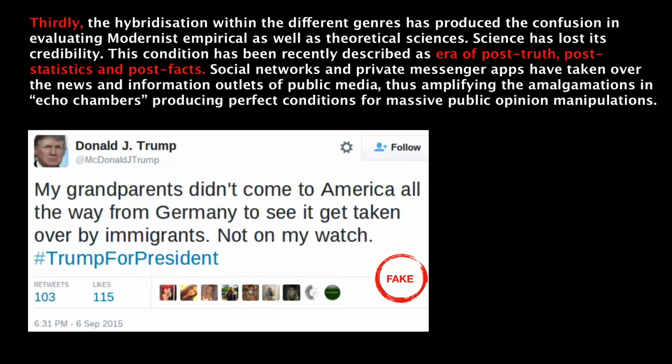Thirdly, the hybridization within the different genres has produced confusion in evaluating modernist empirical as well as theoretical sciences. Science has lost its credibility. This condition has been recently described as a new era of post-truth, post-statistics and post-facts, and I would add to it post-public media. Social networks and private messenger apps have taken over the news and information and have transformed it into huge echo chambers of global friendship bubbles, producing perfect conditions for massive public opinion manipulations.